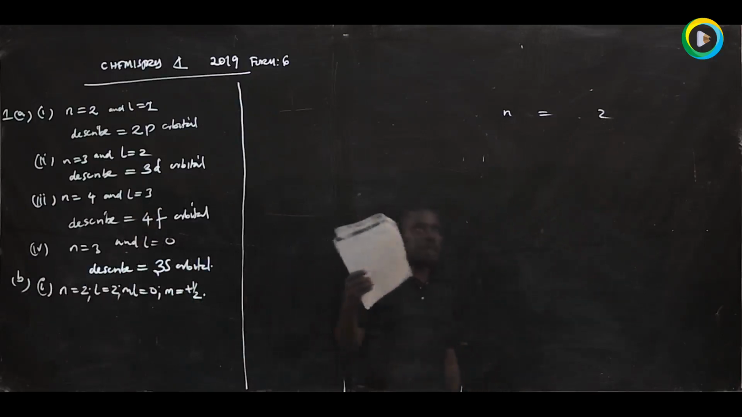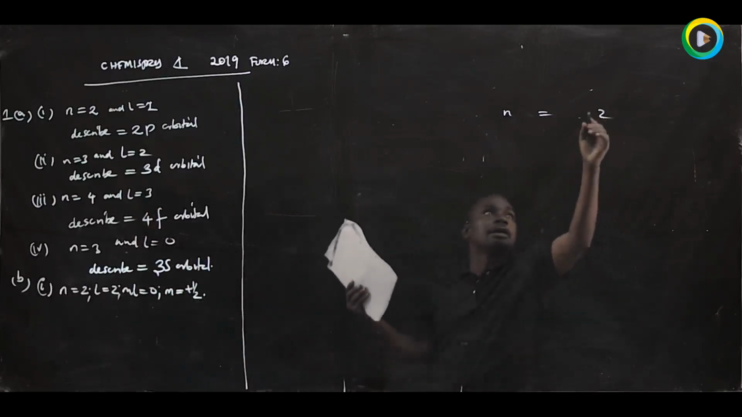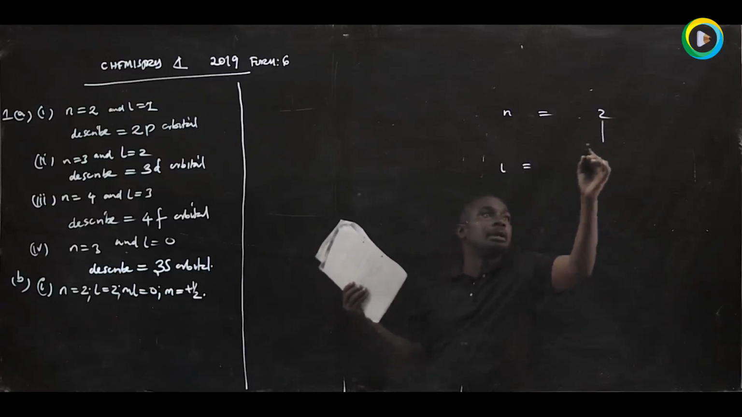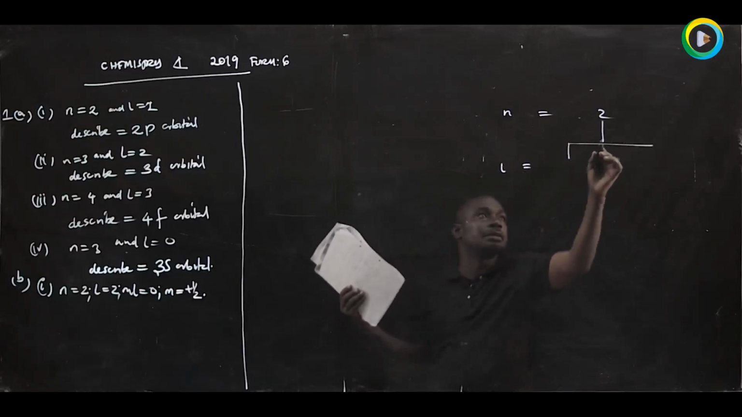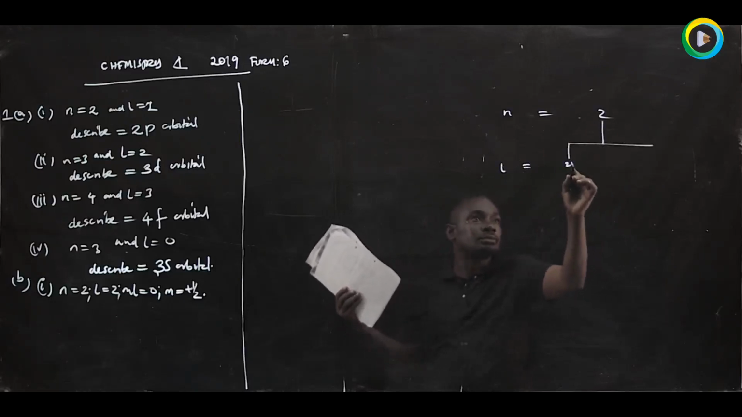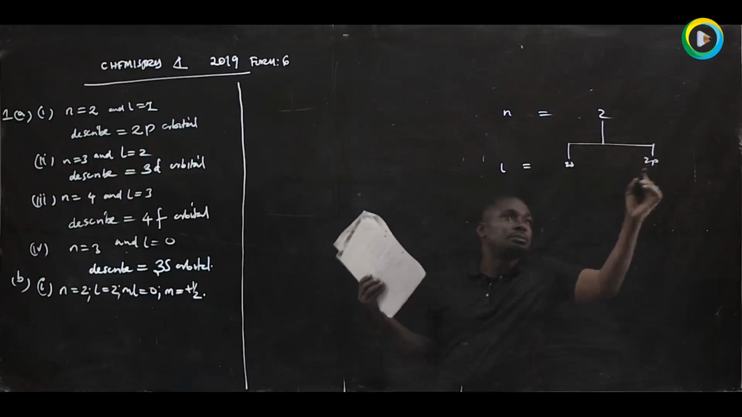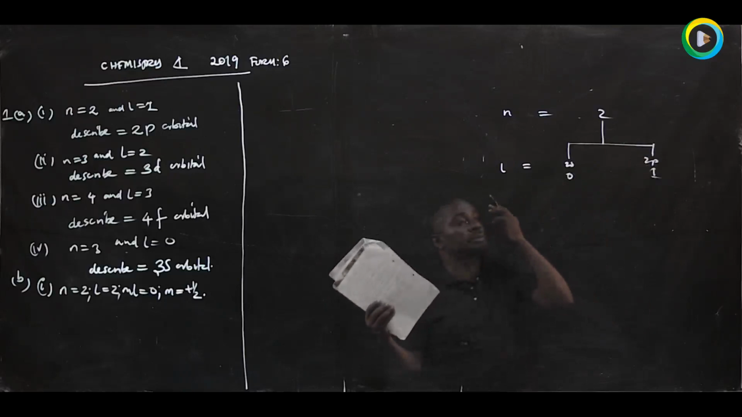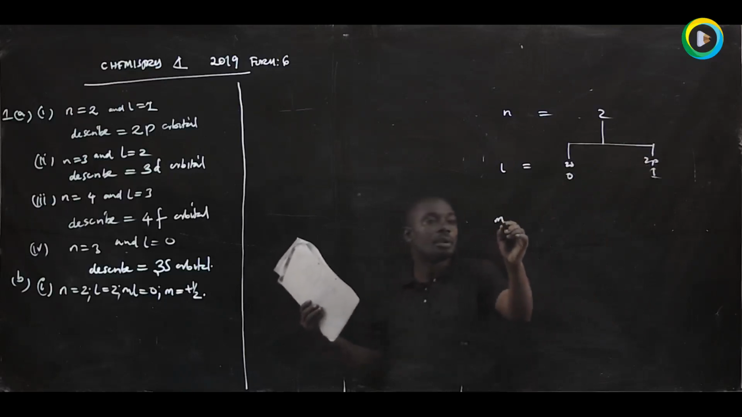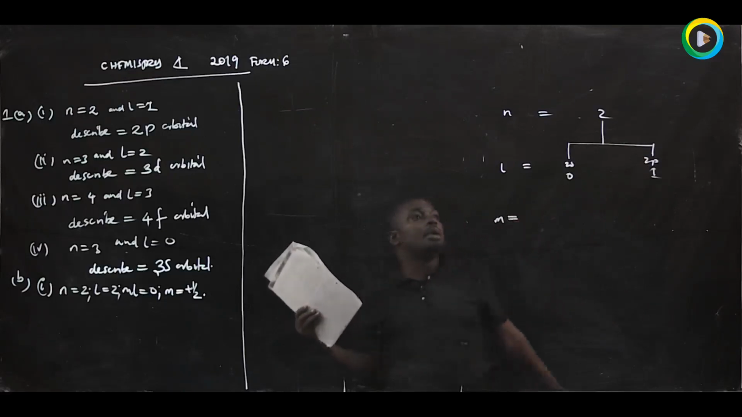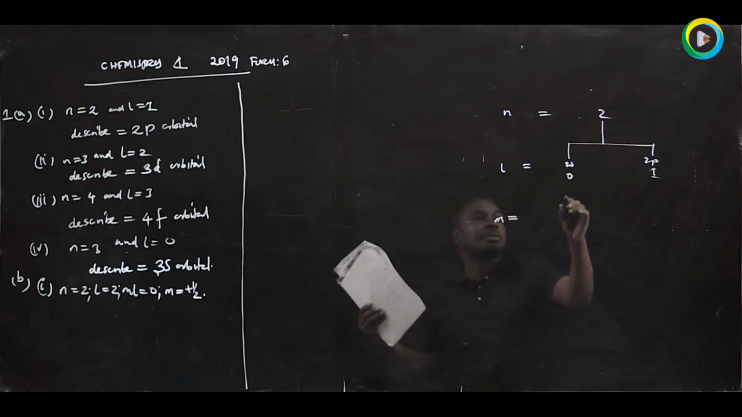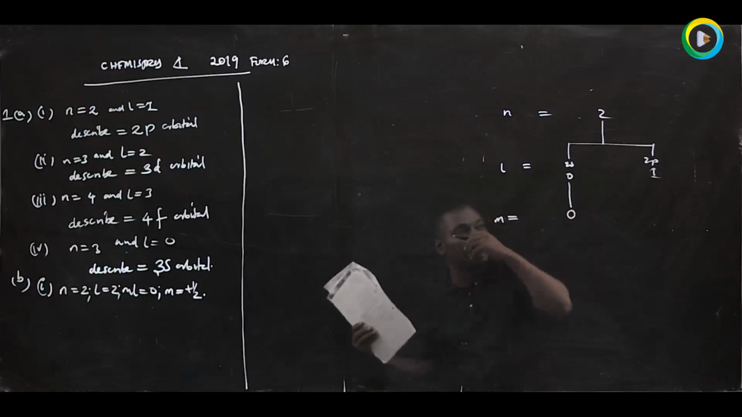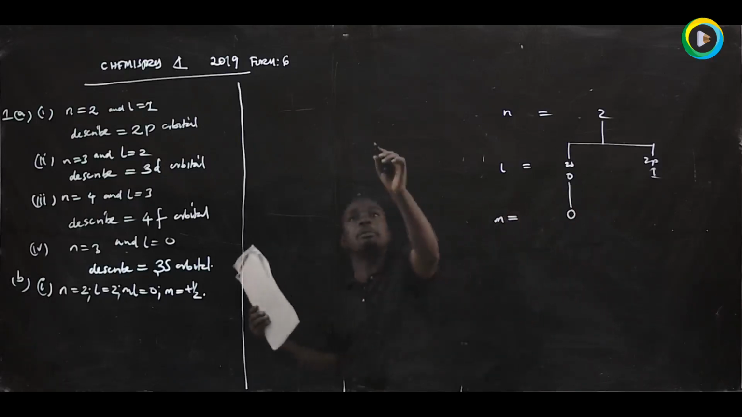Each shell is subdivided. Kila shell imegawanyika. Shell ya pili imegawanyika mara mbili. Kugawanyika mara mbili tunapata 2s na 2p. S ni 0 na p represented by 1. Each subshell is subdivided. S haijagawanyika, inakuwa represented by 0.